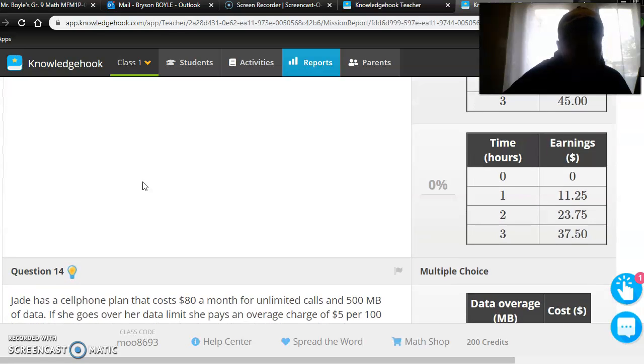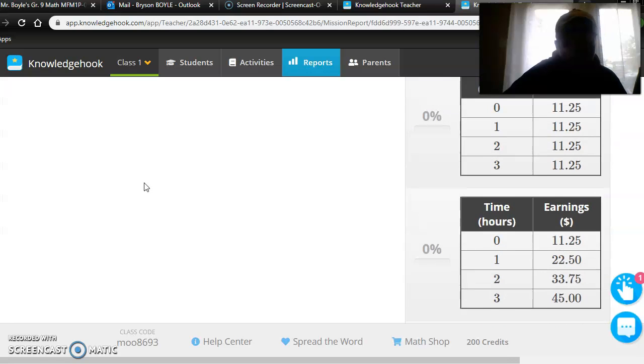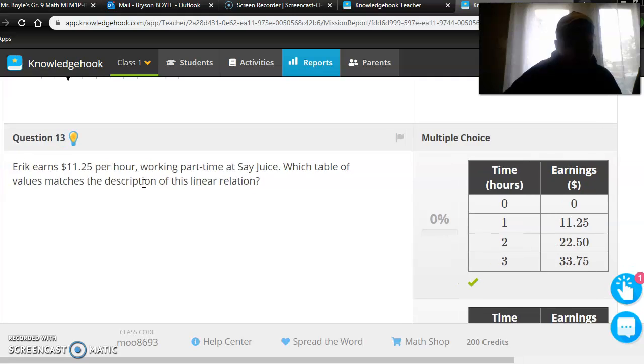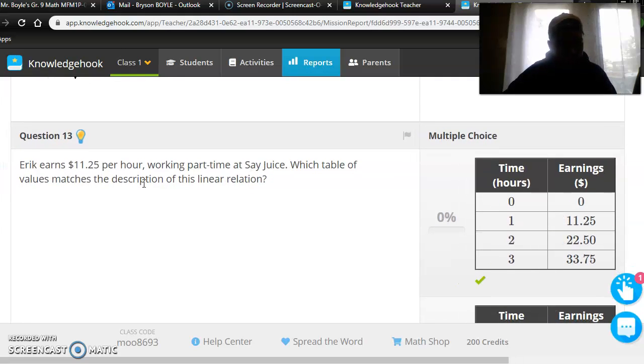These ones here, it's asking you to do the same things, but instead of looking at graphs, you're just looking at a table of values, right? So Eric earns $11.25 per hour working part-time. Which table of values matches the description of this linear relation? So if he doesn't work any hours, does he make any money?